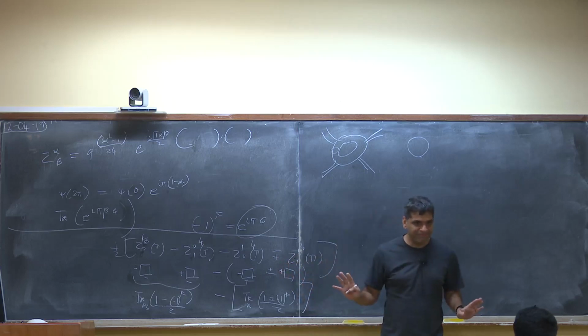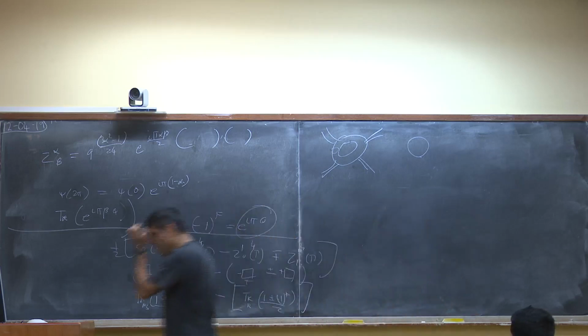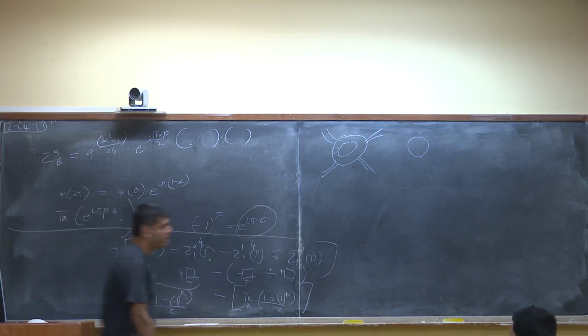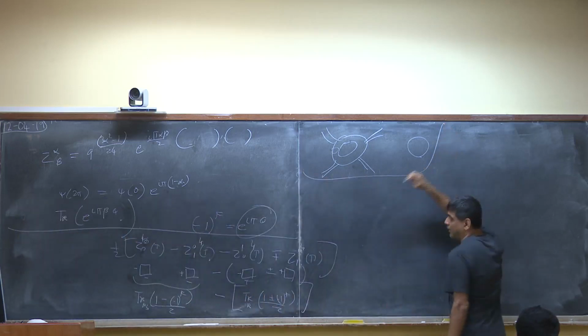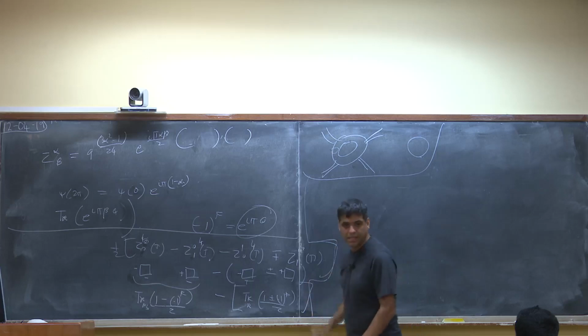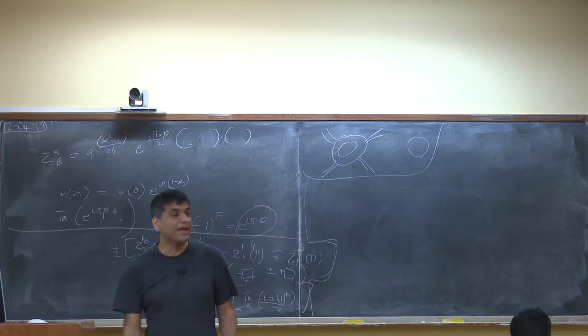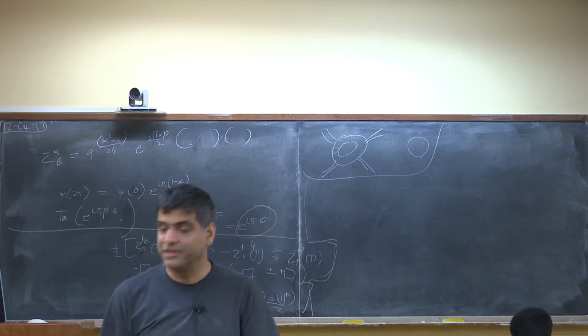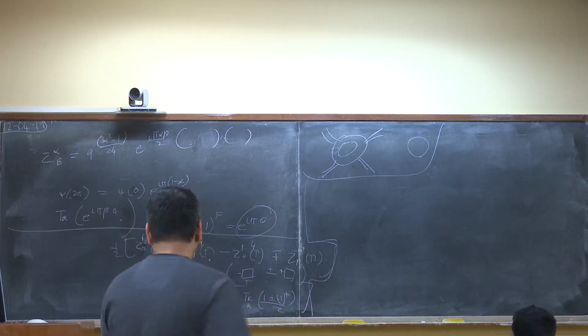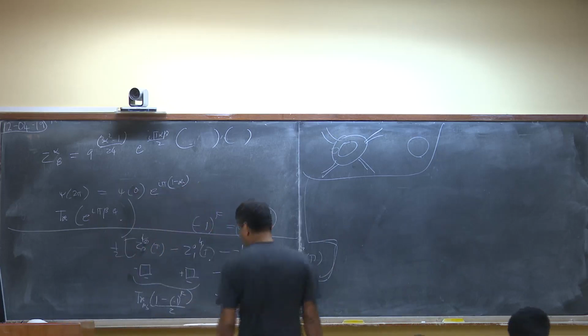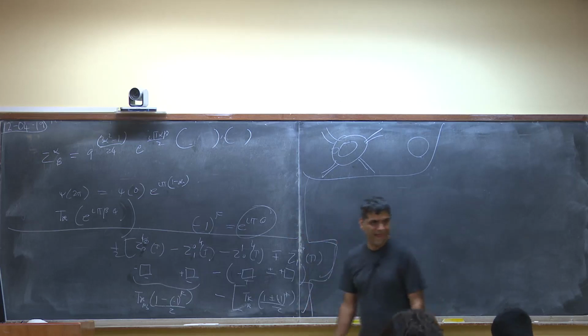Okay, is this clear? Okay. Now let's move on to the part that we were talking about right at the end of our last lecture. That was the question of whether this thing was modular invariant or not. Naively, it's modular invariant. Why is this?